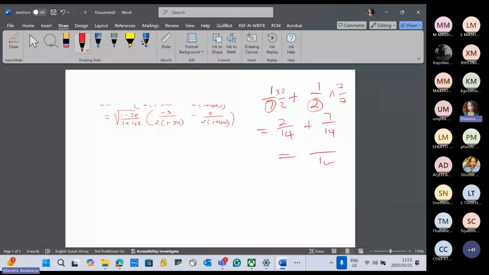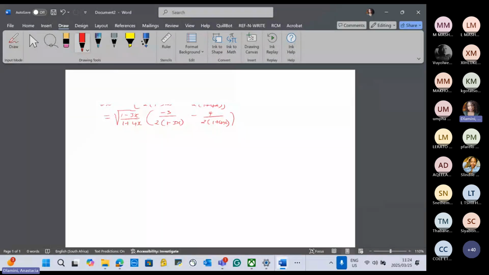Are we all okay there? If you don't know how to find the LCD, let's go and do it. If it's still not clear, guys, you should let me know so that I increase the thickness of the pen.